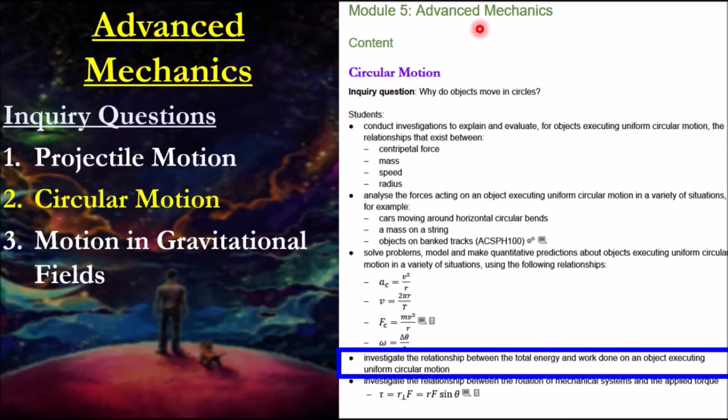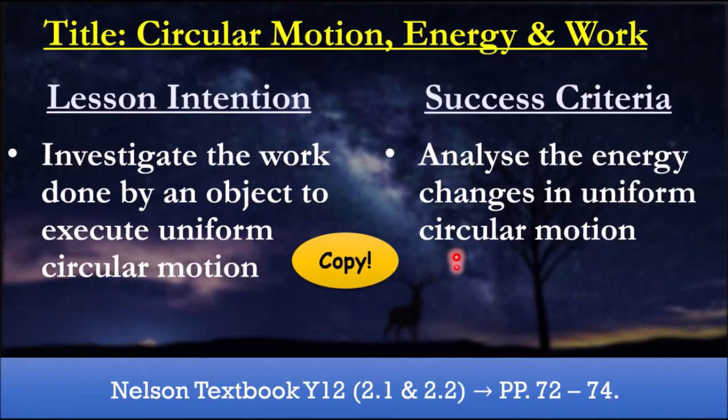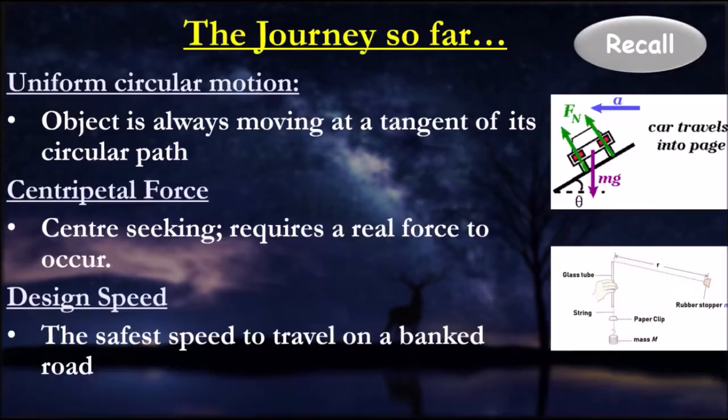Today we'll be looking at Module 5, Inquiry Question 2, which is on circular motion, and we'll be focusing on this particular dot point. The title is Circular Motion, Energy and Work. Our lesson intention is to investigate the work done by an object to execute some form of uniform circular motion. Your success criteria is your ability to analyze the energy changes as the object is undergoing that uniform circular motion. Your textbook reference is here if you need, and let's get started.